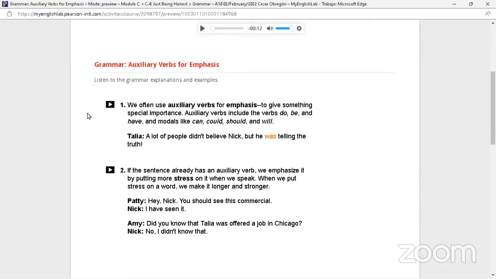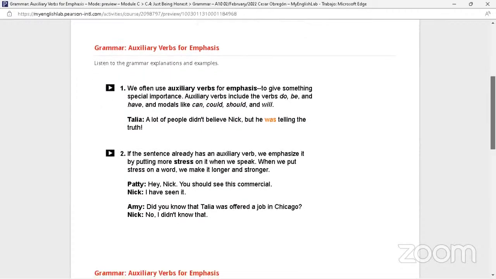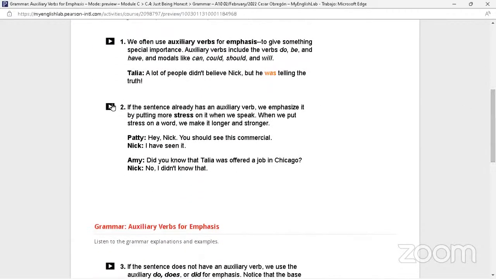Okay. Any questions about this? No. All right, good. If the sentence already has an auxiliary verb, we emphasize it by putting more stress on it when we speak. When we put stress on a word, we make it longer and stronger.